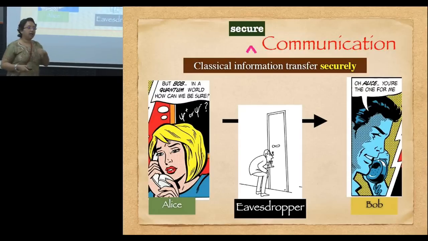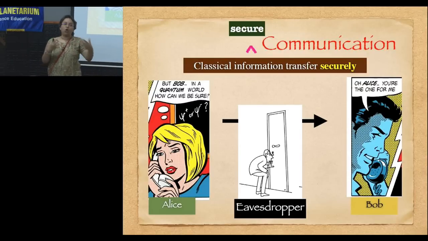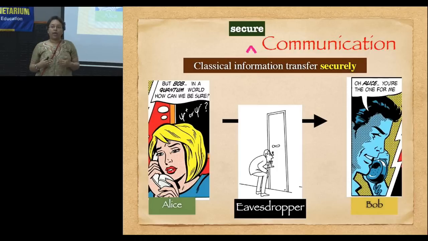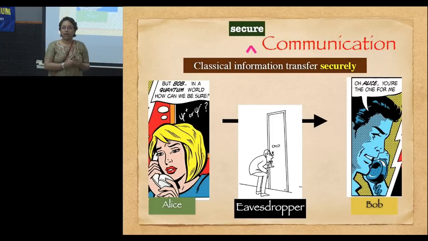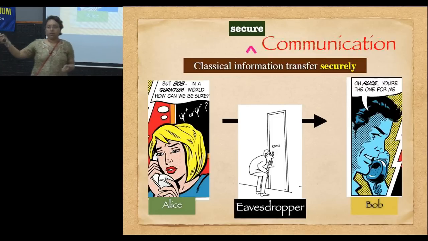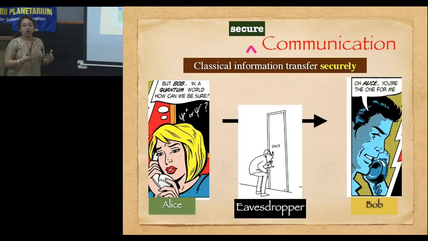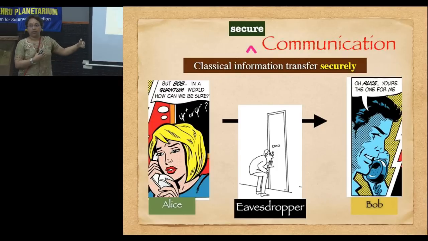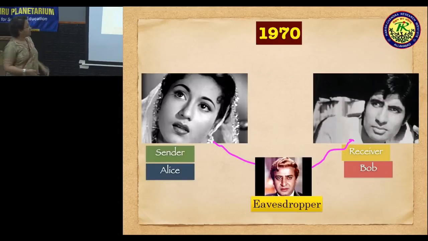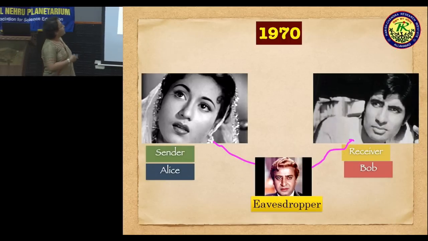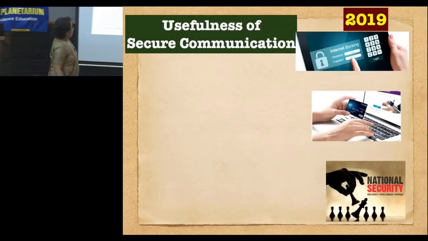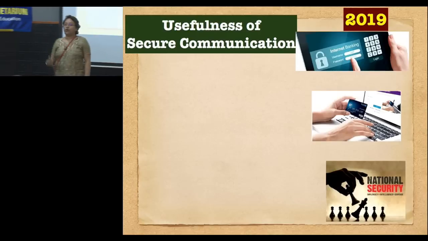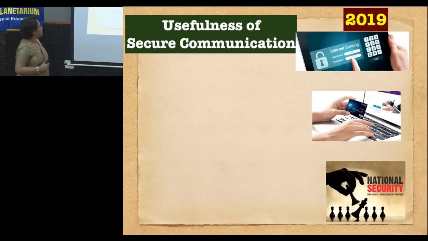So now we have to encode our message in such a way that the third party cannot gather information from what I am sending to Bob. So I have to make my message, or encode it, more cleverly. This is the eavesdropper that I thought to put in, and probably now things have changed, right? Okay, so what is the usefulness of secure quantum communication?